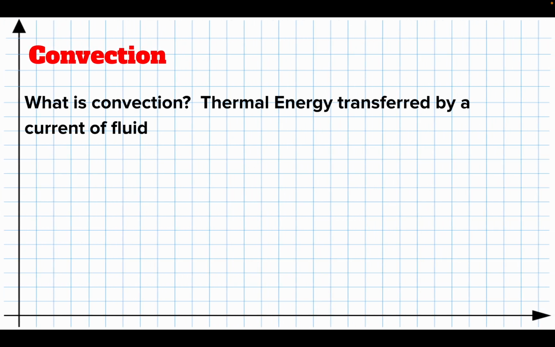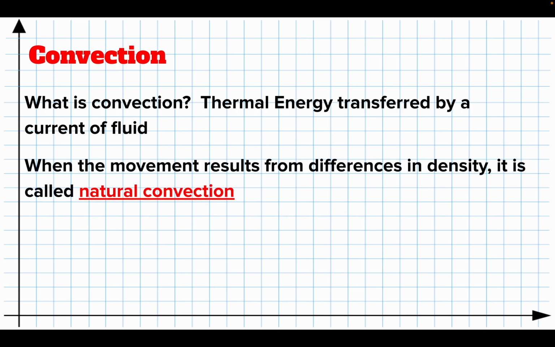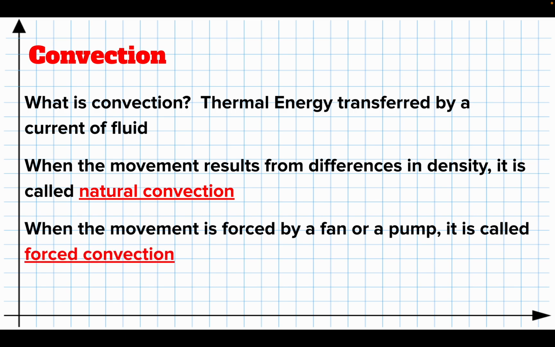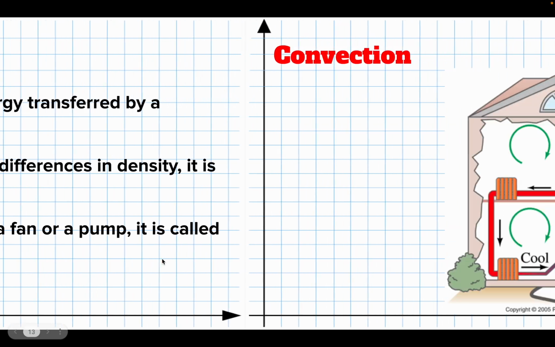So convection is the transfer of thermal energy by the current of a fluid. When the movement of the fluid results from differences in density, we call this natural convection. So that's like your hand above a flame, or the water circulating in a pot. On the other hand, we can simply pump or force the fluid to move, and that's called forced convection. And we do this in our house all the time.